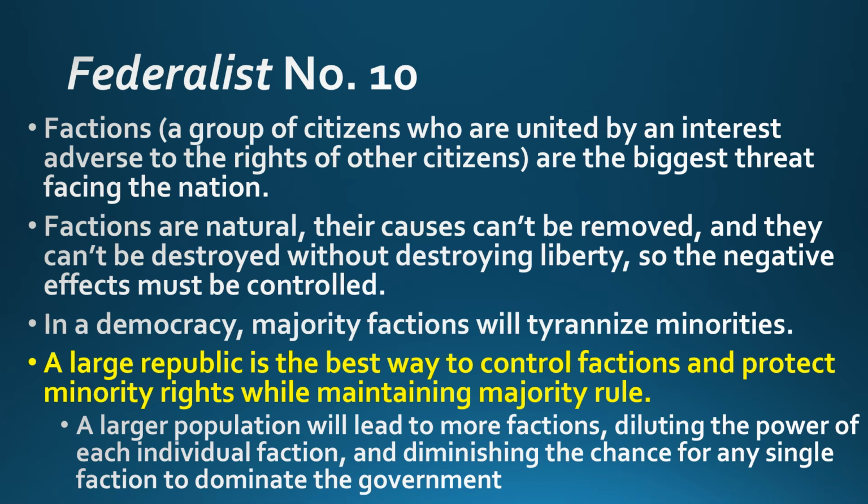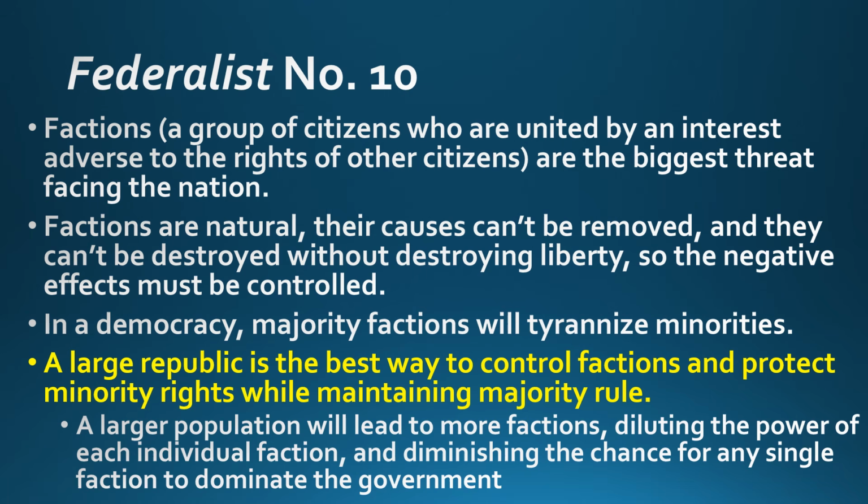We have 4 of them in our required documents. So Federalist number 10, this one we're talking about, so remember the Federalist side was in favor of the Constitution. So this is the pro argument for the Constitution, why it would be good. Federalist number 10 argues that factions are the biggest threat facing the new republic.